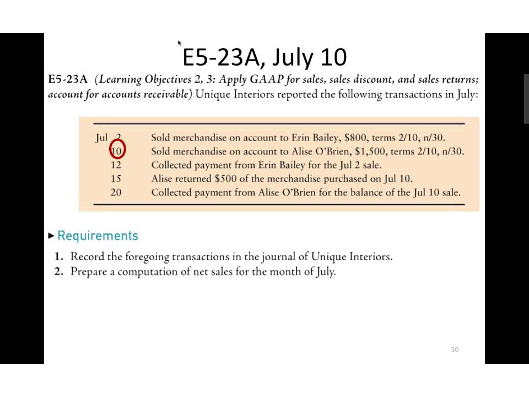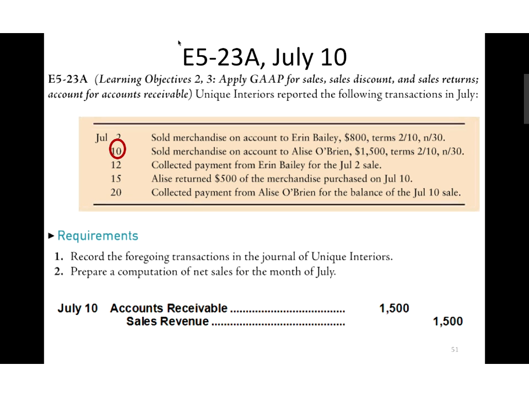Sold merchandise on account to Elise for $1,500, terms 2/10, net 30. Absolutely, we should know the journal entry, because we just did it. What do we debit, Alyssa? Accounts receivable, and what do we credit? Sales revenue. See, so we know it immediately. That's what we always do when we have the sale of merchandise on account: debit accounts receivable, credit sales revenue. We don't take off a discount because we don't know if she's going to pay within the discount period or not.